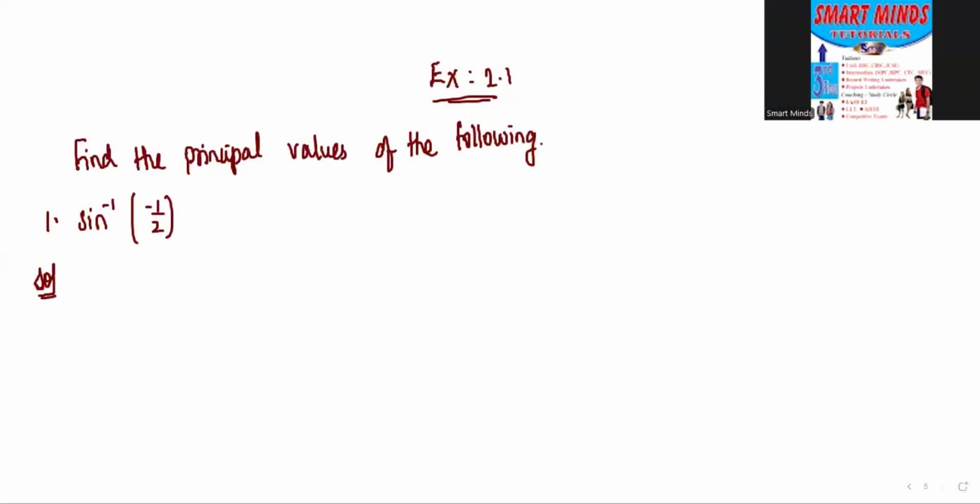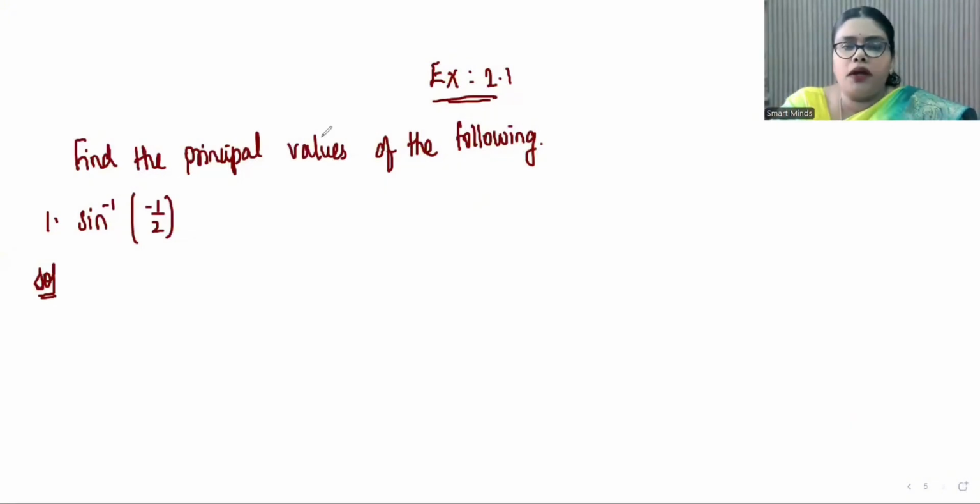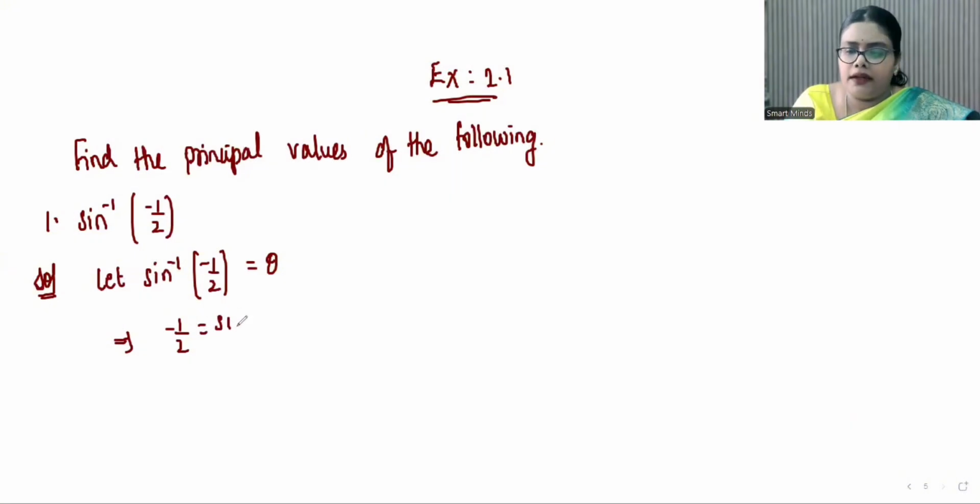Let us continue with exercise 2.1. So we need to find the principal values of the following. So the first question is sine inverse of minus 1 by 2. So let's say sine inverse of minus 1 by 2 equals to theta. Then we can write minus 1 by 2 as sine theta. So when is sine theta 1 by 2? At 30 degrees. So 30 can be written as pi by 6 in radians.